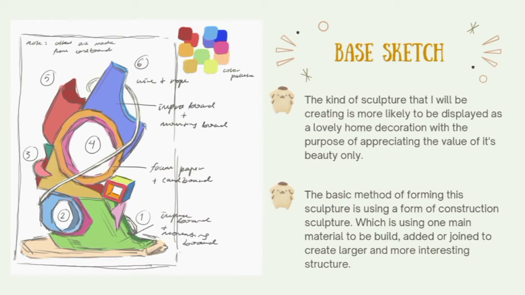The basic method of forming the sculpture is using a form of construction sculpture, which is using one main material to be built, added or joined to create larger and more interesting structures.